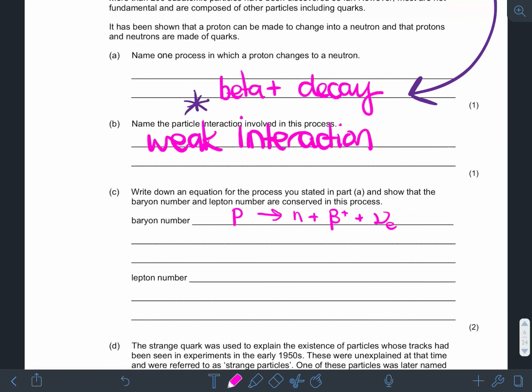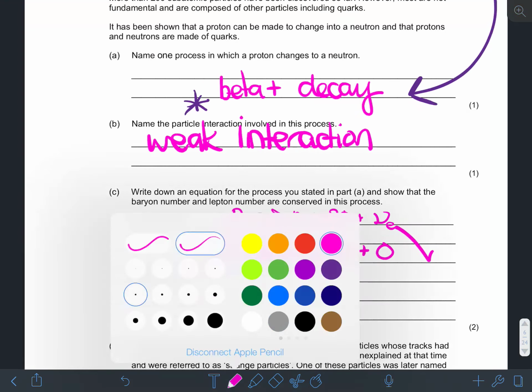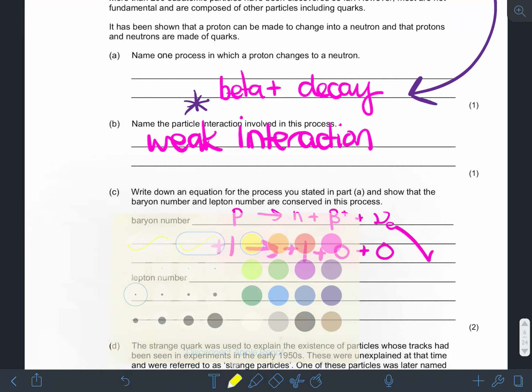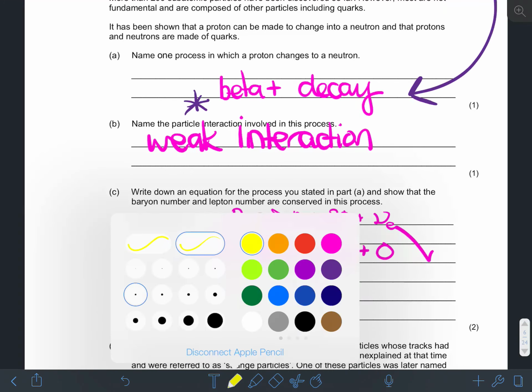Okay, how do we demonstrate baryon number? So baryon number, it's very simple. All you have to do is write down numbers where they correspond to each thing. So proton is +1, neutron is +1, beta plus is 0, and the electron neutrino is also 0. This is sufficient. That's all you have to do. You write down the equation in that way. Lepton number, similarly, get the right number.